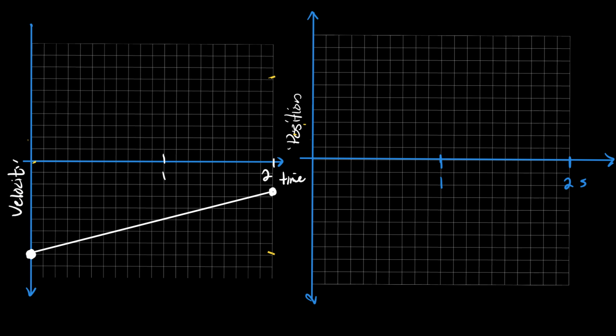Probe can only see what's in front of it. So our positions are all going to be positive. Did it start close to the detector or far from the detector? Far from the detector. At the end of the interval, close to the detector or far from the detector?